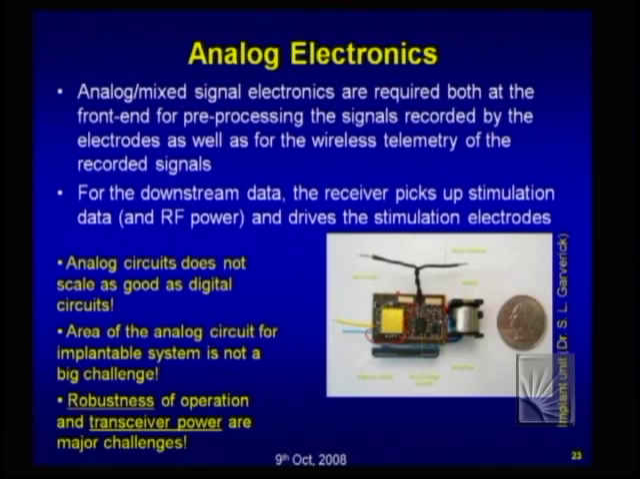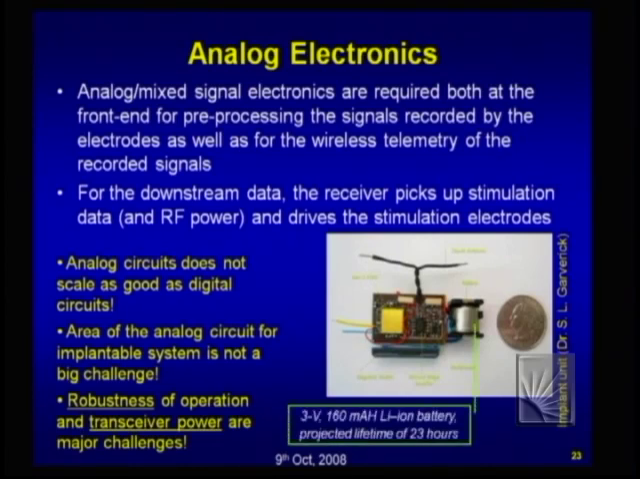In terms of analog electronics also, we can leverage nanotechnology, but we have to be careful here because analog circuits typically do not scale as well as digital circuits. The reason is that they are more vulnerable to process variation, and more vulnerable to leakage current. So, one has to be careful about exploiting the advantages of nanoscale devices in implementing analog electronics. Robustness of operation is a major problem, and so is the transceiver power, which is the power required for receiving and transmitting data from and to the outside world. So, the transceiver power and robustness are major challenges for analog electronics.